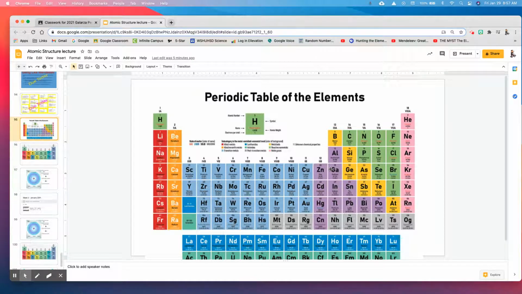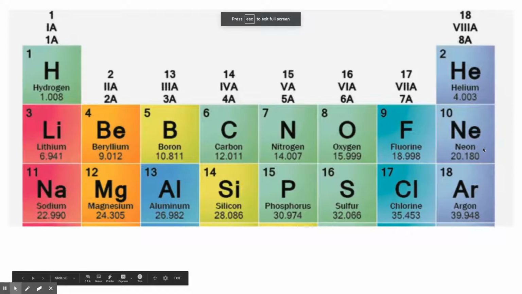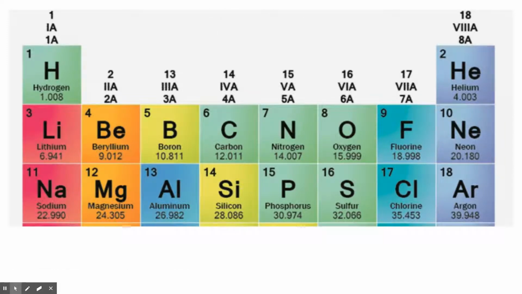Obviously, I'm Mr. Galarza, and I just wanted to give you a simple tutorial on how to use the Gizmo element builder simulation so that it can help you with how to lay out the Bohr model project. So for the Bohr model project, you will be using the element builder Gizmo to help you create what we believe the atom looks like for these 18 elements.